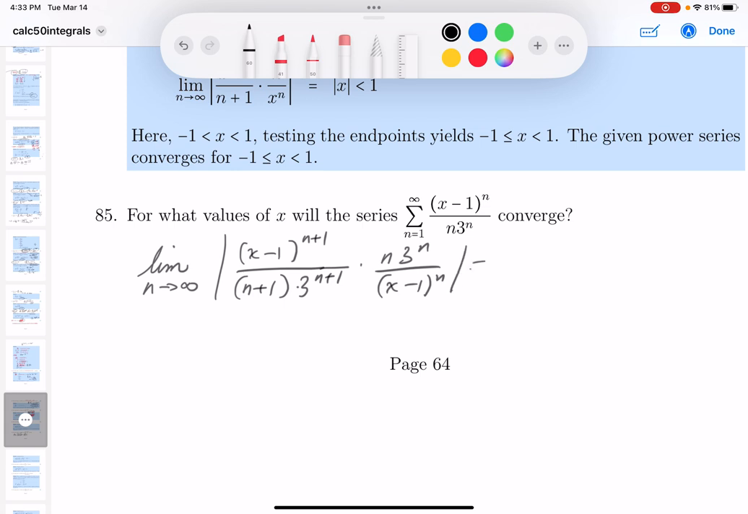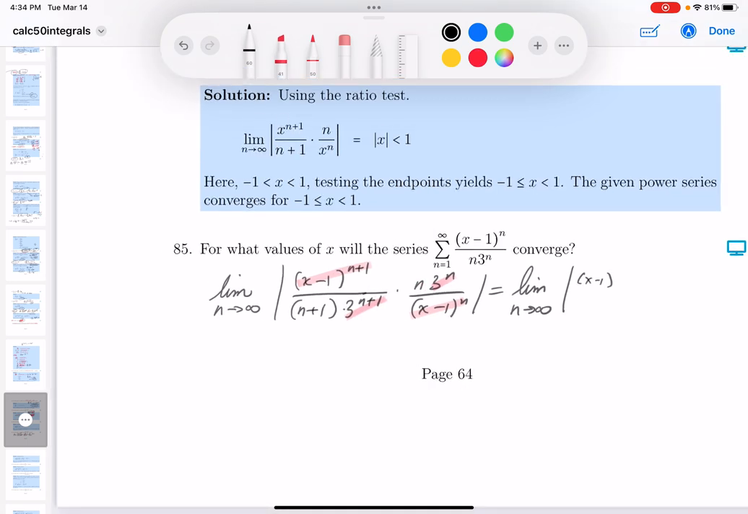Okay, one thing at a time. Let's reduce it as n goes to infinity. The first thing I'm looking at is this thing over here, which is going to be x minus 1. All right, the next thing I'd probably look at is the 3. And that's not so bad either, because 3 to the n plus 1, you just get a 3 in the bottom. I'll write that down for you.